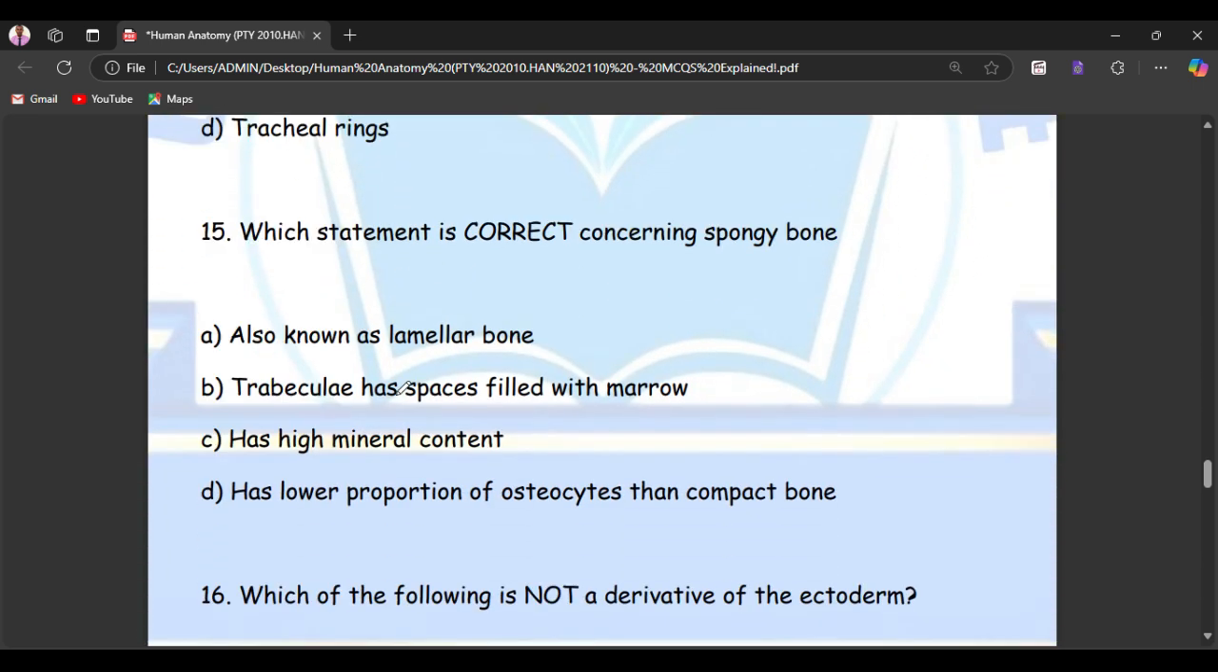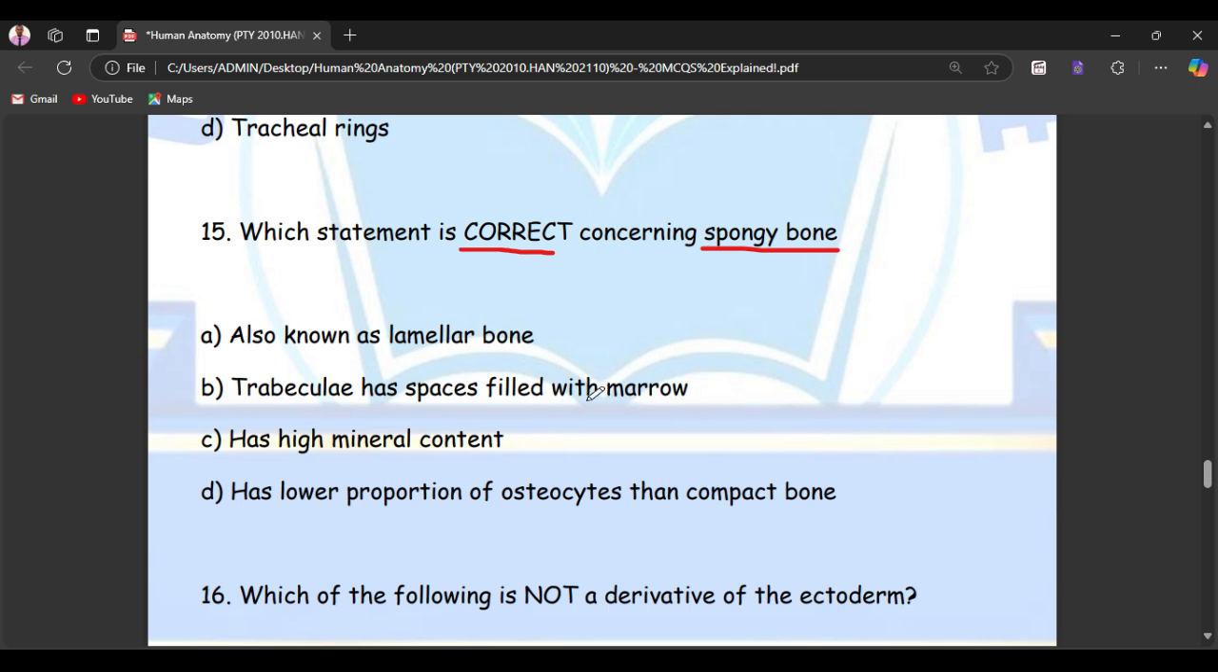Okay, we go to question number 15. Question number 15 says, which statement is correct regarding spongy bone? So A is saying it is also known as lamellar bone. This statement is false. B is saying trabeculae has spaces filled with bone marrow.